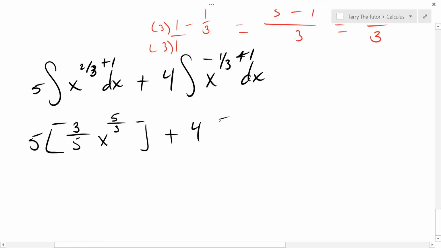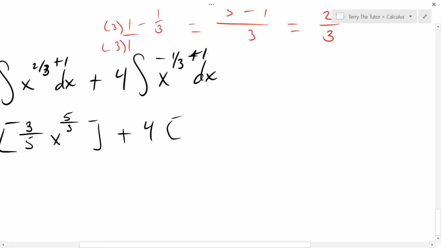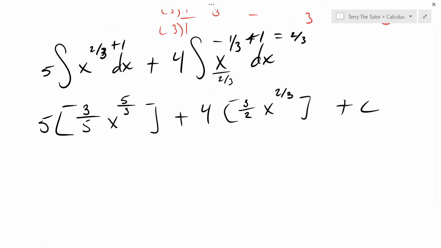plus 4. Negative 1 over 3 plus 1 is 2 over 3, so this is to the power of 2 over 3. So I have to divide by 2 over 3. Dividing by 2 over 3 is the same as multiplying by 3 over 2. So I'm going to multiply by 3 over 2, and I wind up with my x there, to the power of 2 over 3, like we discovered prior, plus c. Okay. So this 5 is going to cancel with that 5. 5 and 5 cancel. And this 4 is going to cancel with that 2, leaving 2 on the outside.